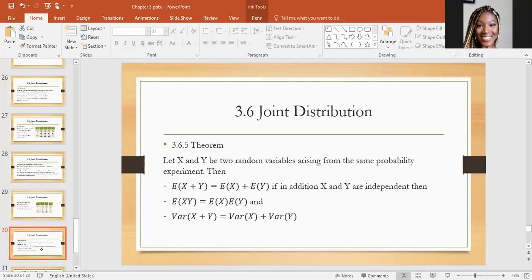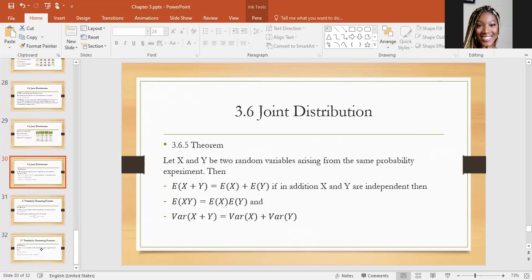So do you remember when we say if and only if? We are saying that if X and Y are independent, then the expectation of their product is the product of their expectations. But we are not saying that if the expectation of the product is the product of their expectations, then they are independent. I want us to get this. So we want to prove these two results and then give some examples.